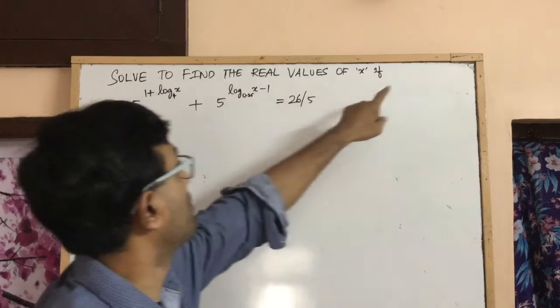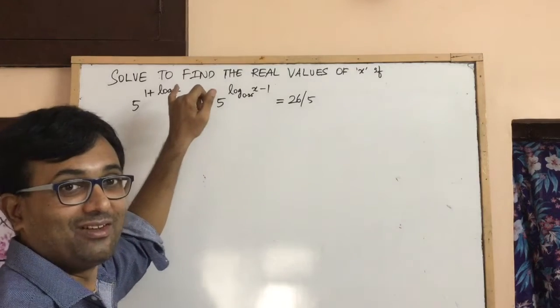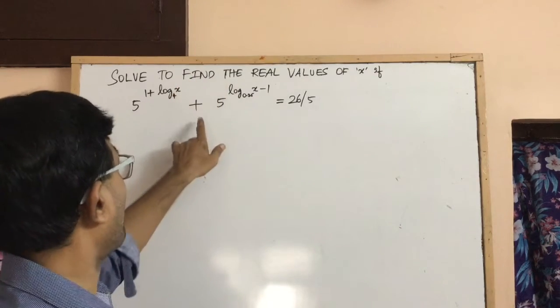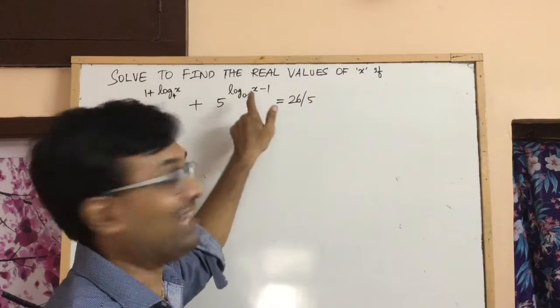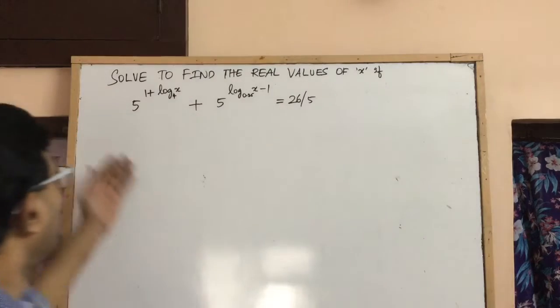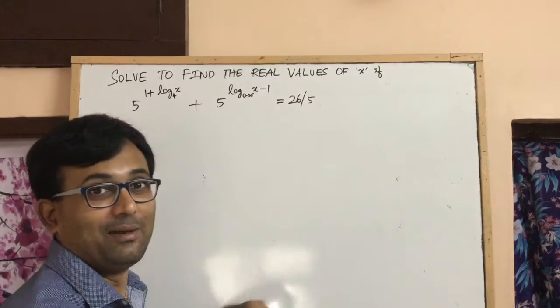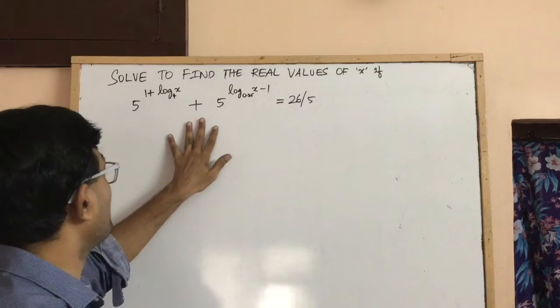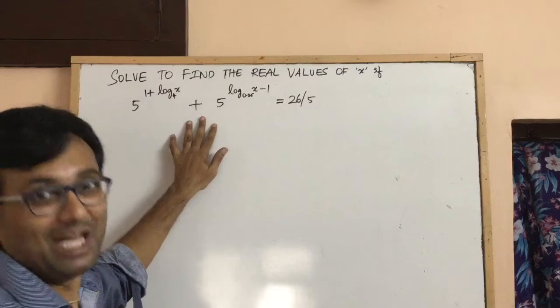Solve to find the real values of x if 5 power 1 plus log x to the base 4 plus 5 power log x to the base 0.25 minus 1 is equal to 26 by 5. This, if you look at it, doesn't look like quadratic, right? But this can be reduced to a quadratic equation through proper substitution. Let's see how.